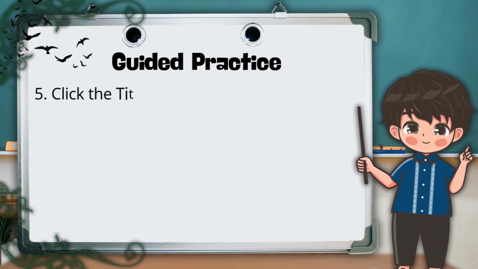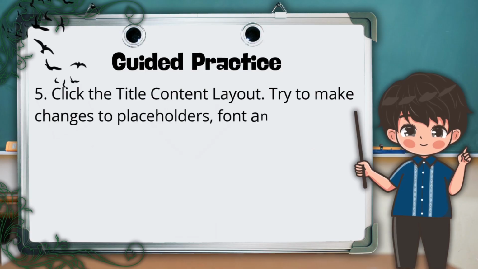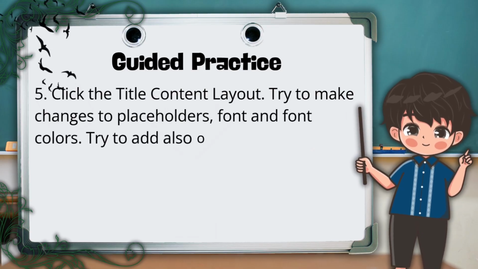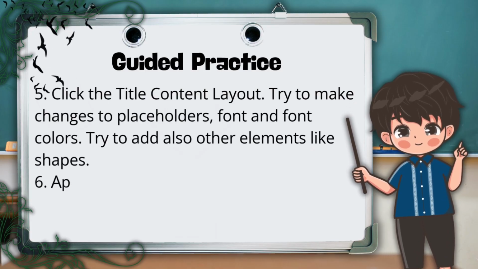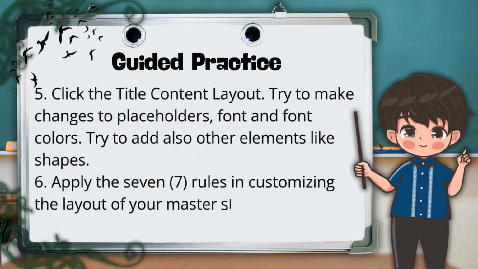5. Click the Title Content Layout. Try to make changes to placeholders, font and font colors. Try to add also other elements like shapes. 6. Apply the 7 rules in customizing the layout of your master slide.